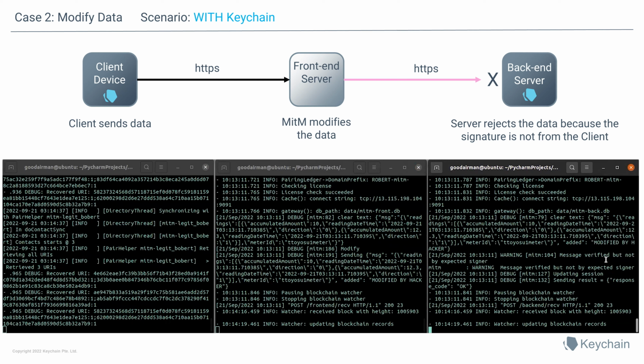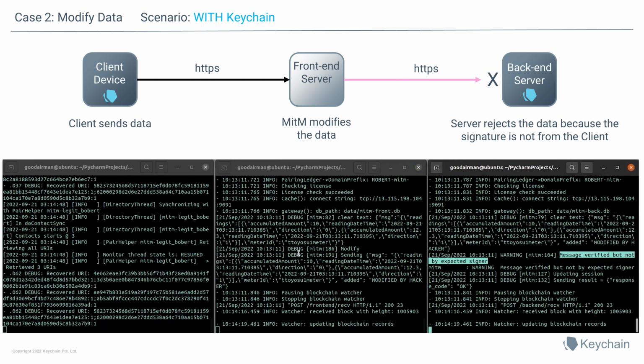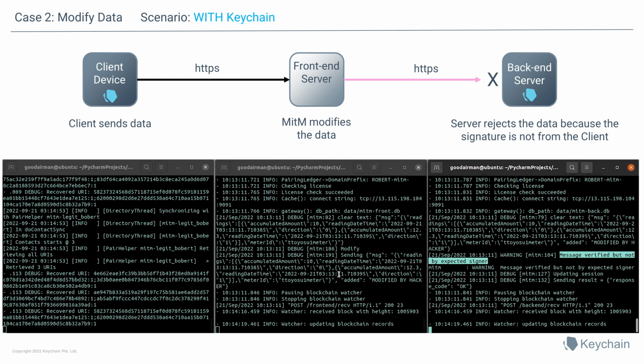The message was received from a signer that it did not expect to receive it from. It was expected to receive the message from the client. This message had the signature of the man in the middle instead of the signature of the client. So it detected that the message has been tampered with, and because of that, it would not accept the message.